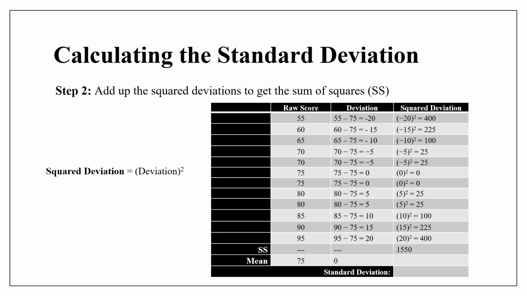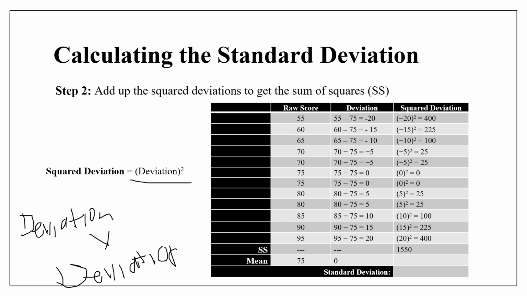And again, all we're doing here is squaring the deviation, which is the same thing as saying deviation times deviation. So we're multiplying this number by itself. Now here again, I have it as a number squared, but you can also do deviation times deviation. So this is the same as negative 20 times negative 20.